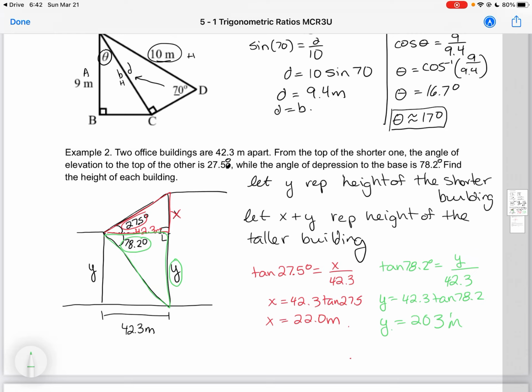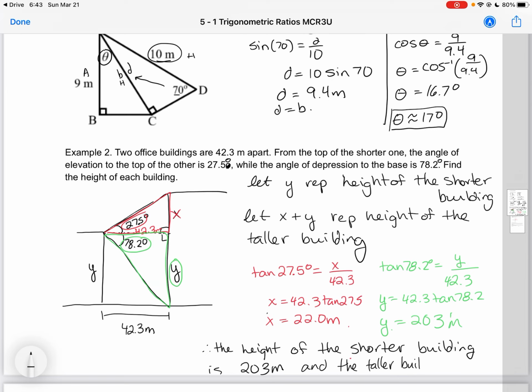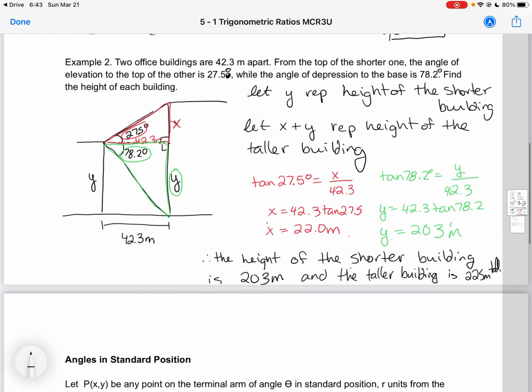So what I can see is, therefore, the height of the shorter building is 203 meters, and the taller building is 225 meters tall. Just adding those two together. Good example of an application problem using angles of elevation and depression.